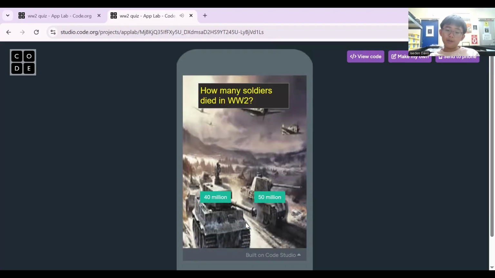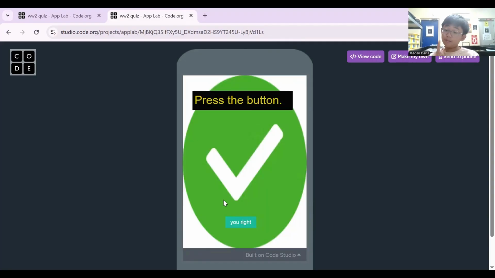And how many soldiers died in World War II? Actually, 40 million. You're correct. World War II was the deadliest military conflict in history in terms of total dead, with some 75 million casualties, including military and civilians, or around 3% of the world's population at the time. Many civilians died because of deliberate genocide and massacre. And that's really it.